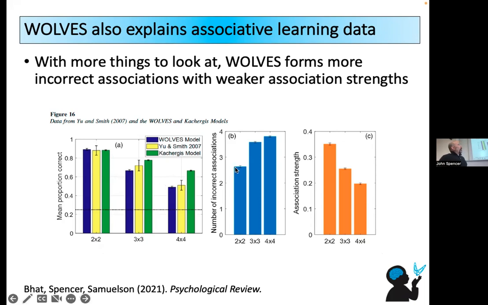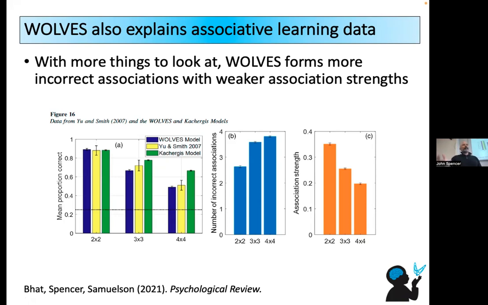Of course, since we have a model, we can ask why participants showed poor performance in the 4x4 condition. And you can see it's exactly what you probably think from an associative learning account. Across conditions, the number of incorrect associations Wolves forms goes up. With more distractors, it's forming more erroneous associations. The association strengths are going down because there are more distractors, more things to associate, just like you might expect. So Wolves provides a nice account of these canonical associative learning data as well.